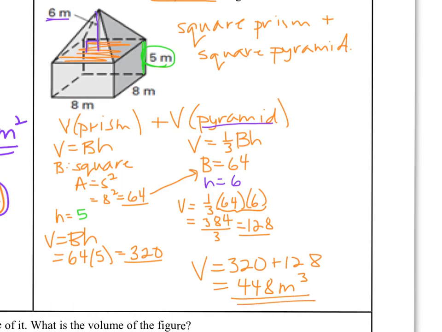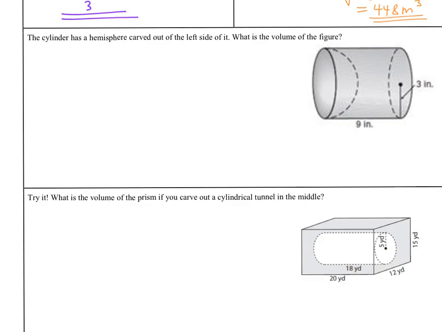And that's a composition. Our next example is a different interpretation of composition. It says the cylinder has a hemisphere carved out of the left side of it. What is the volume of the figure? Well, if they're carving something out, that means that part is missing. If you look at the picture, you can see that dashed edge right here, and that face, and that's this whole region right in here. That part is actually missing from the entire cylinder.